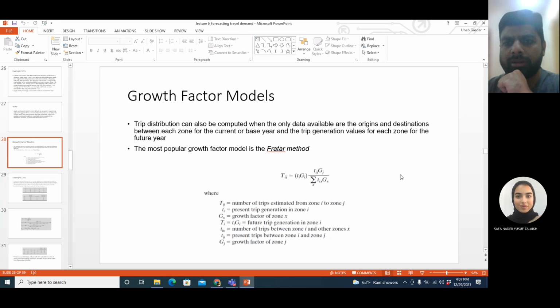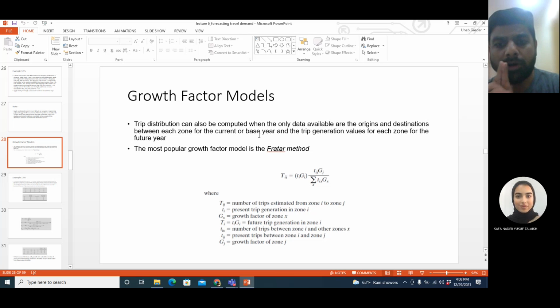In the growth factor model, we only have the origin destination trips between different zones for the present year, what we call a base year, the current year from which you are starting your planning, and for the future year, the trip generation values for each zone. So for the current year, I already know how many trips are going from one zone to the other, and for the future year, I just know the total number of trips coming out of each zone. I don't know their destination. So we can use the growth factor model to calculate the destination of trips in the future.